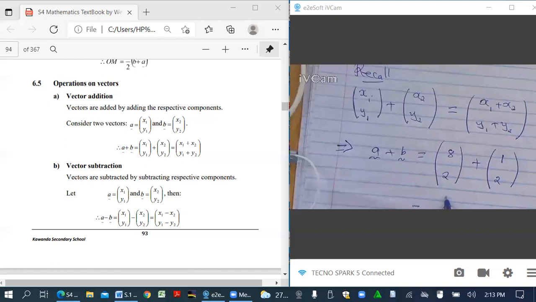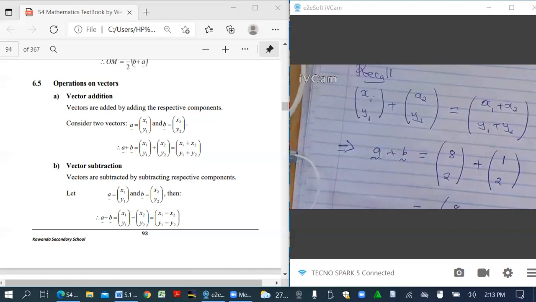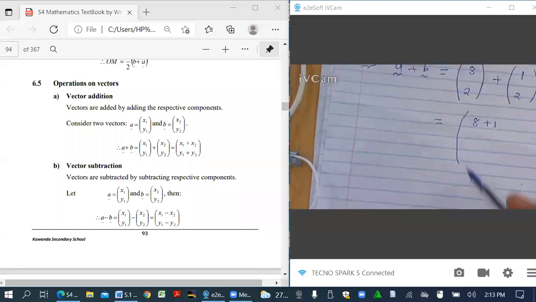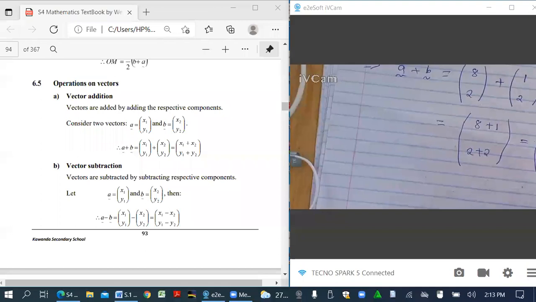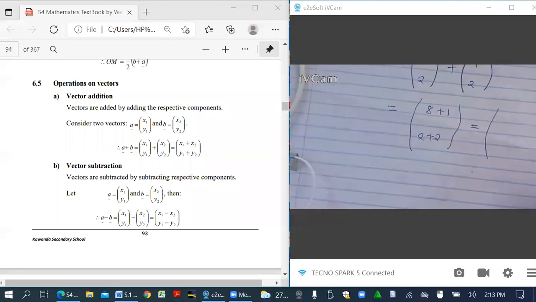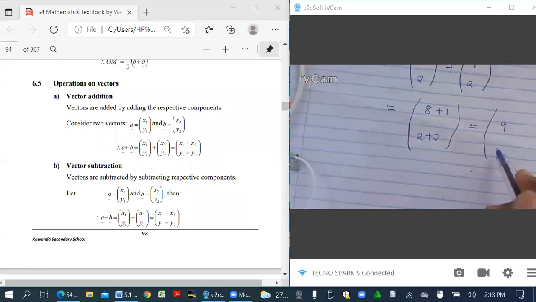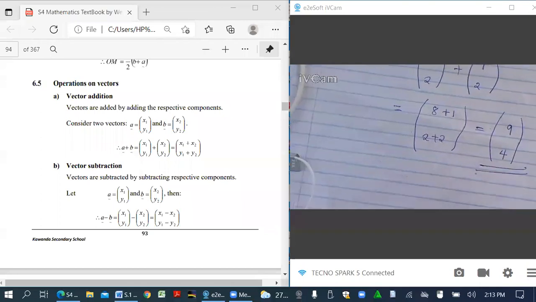So when you put the corresponding elements together, which is 8 plus 1, then 2 plus 2. What answer do you get? 9 and 4, not out of. Okay? Yes. Yes, that is for addition.